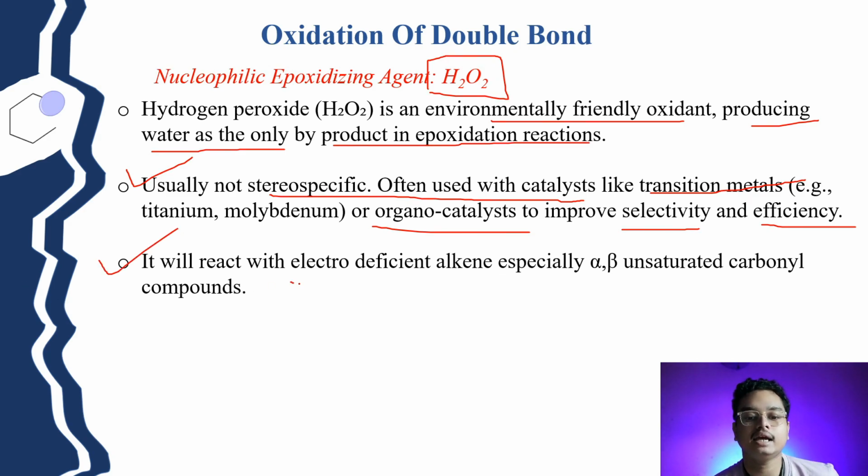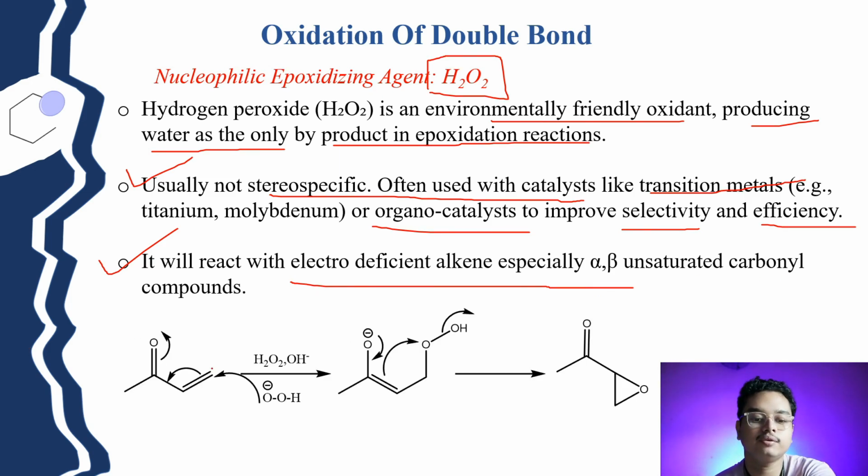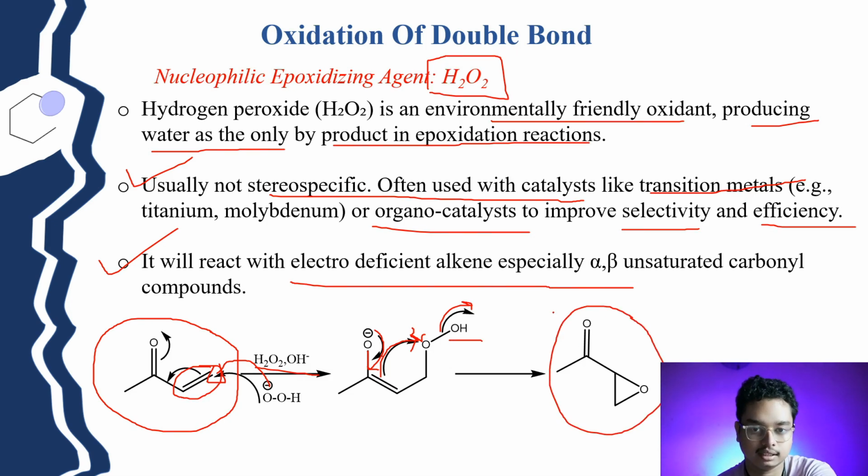It also reacts with electron deficient alkenes, especially alpha beta unsaturated carbonyl compounds. So if you have this type of alpha beta unsaturated carbonyl compound and you want to do epoxidation on this double bond, then you can use H2O2 and OH, and the reaction mechanism is something like this. This O negative attacks here, this bond goes up, and then this goes down and attacks the electron deficient oxygen, which kicks out the OH, and finally we get this type of epoxide.